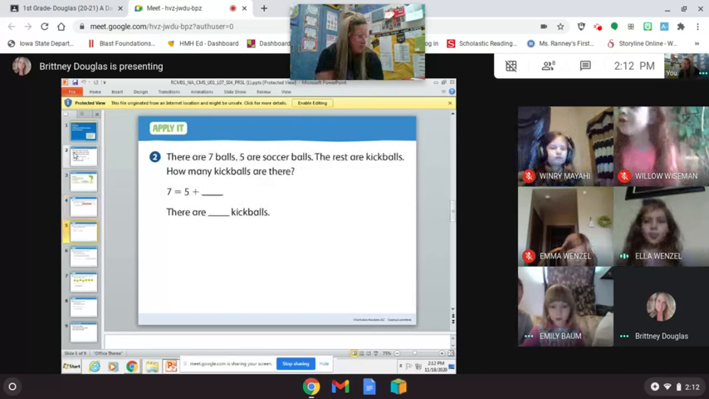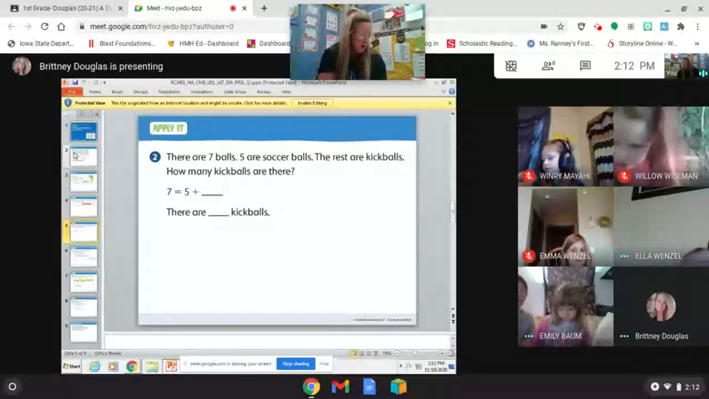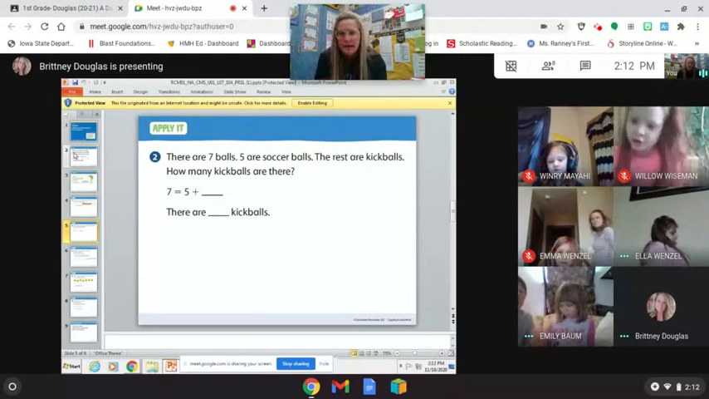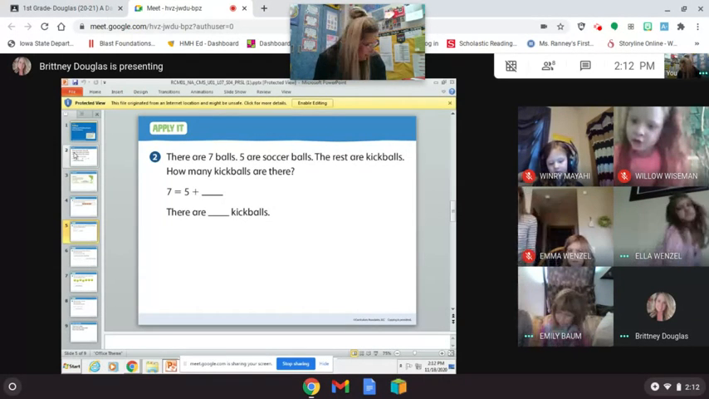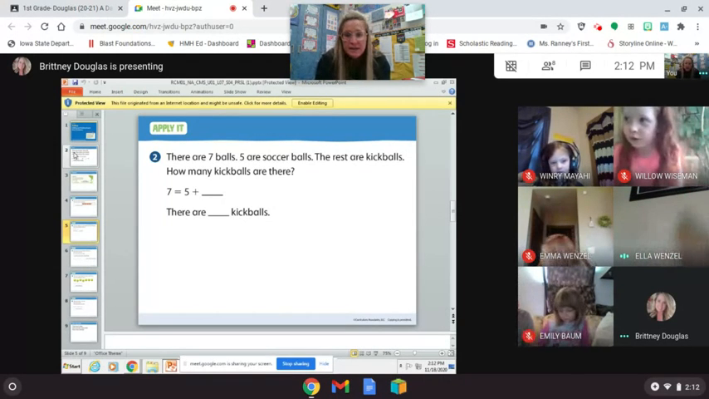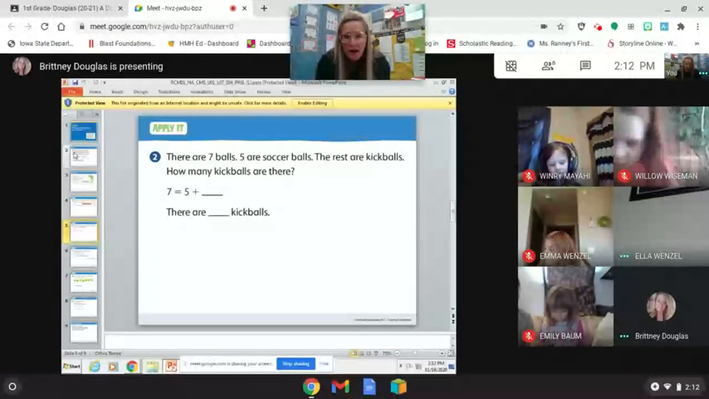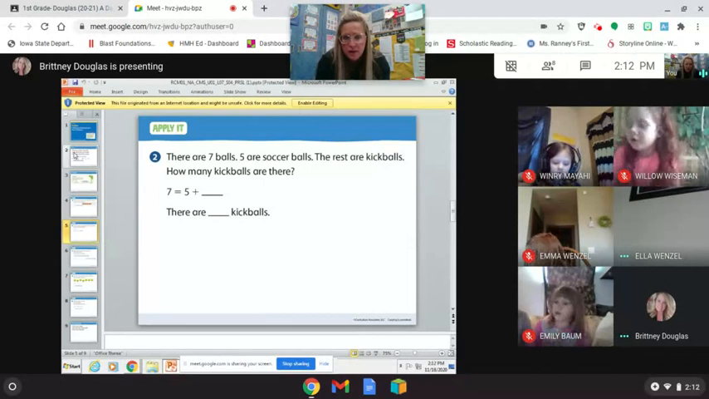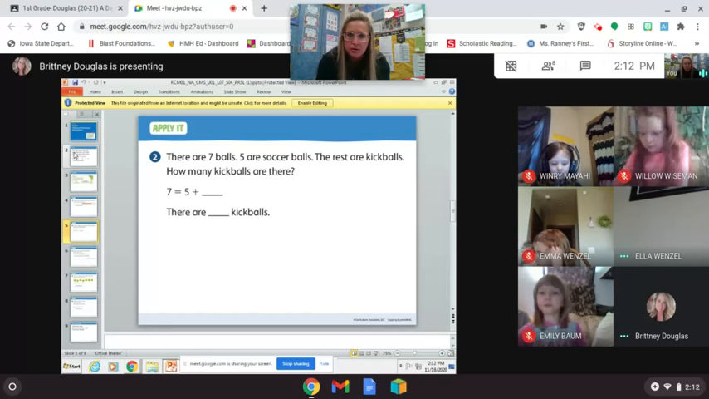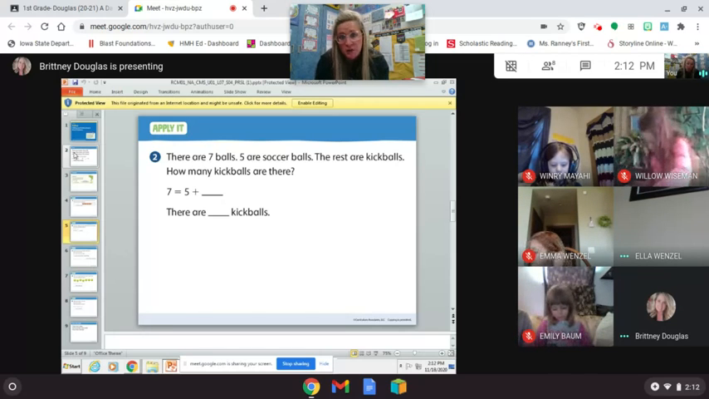Here is number 2. This one is the bottom of that page. It has soccer balls and it has like a yellow tub. You see it? It says there are 7 balls. 5 are soccer balls and the rest are kickballs. How many kickballs are there? So we have 2 different kinds of balls. There are 7 of them total. Some are soccer balls, some are kickballs. There are 5 soccer balls, but we don't know how many kickballs there are. So you have to figure out 7 equals 5 plus what?